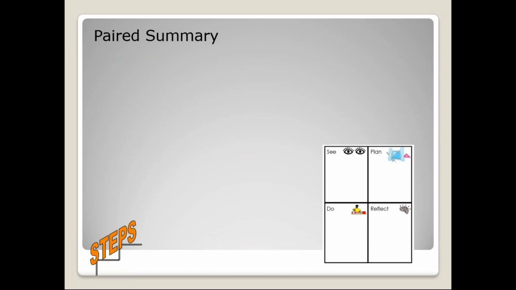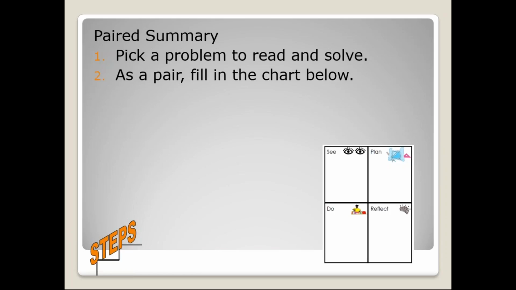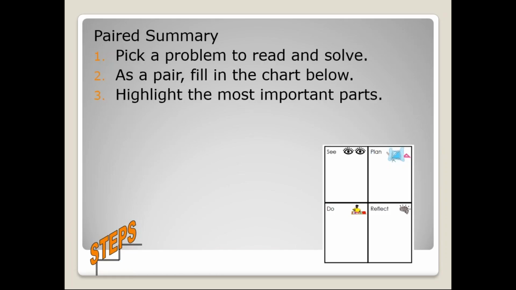And so another protocol we can talk about is a paired summary. And that's where they pick a problem to read and solve. And so we actually did the reading by using the fine-tuning protocol. And then as a pair, we're going to fill in this chart. It's just a 4-step problem-solving process. It's in almost every textbook. Every district seems to have their version of that. But we'll go through and fill in that chart.